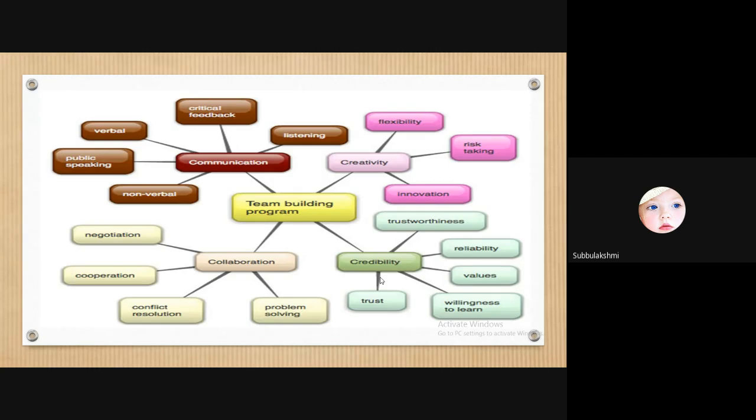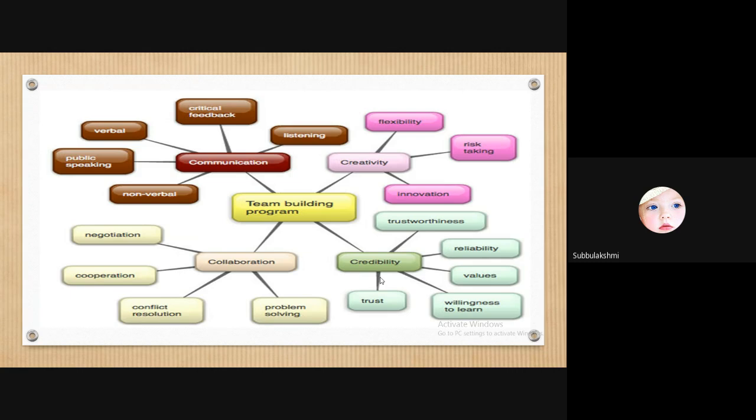The next diagrammatic representation which you will find here is, we could take it as, considered as a program. In the top left corner, first is communication. When we use communication, it is a broader term. When we use the term communication, what are the subdivisions that comprise communication? In that is non-verbal, so all the body languages, then public speaking, verbal, critical feedback, listening. These five skills put together is what forms communication.